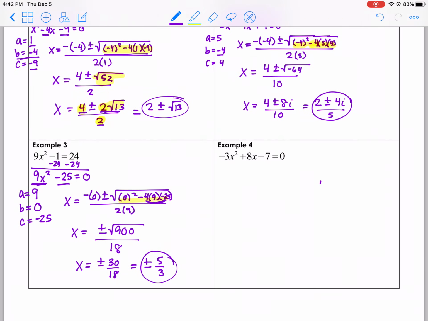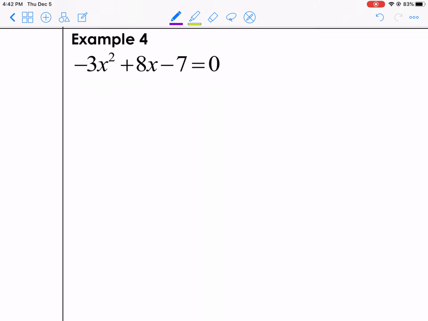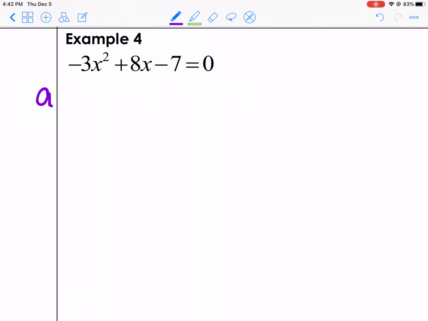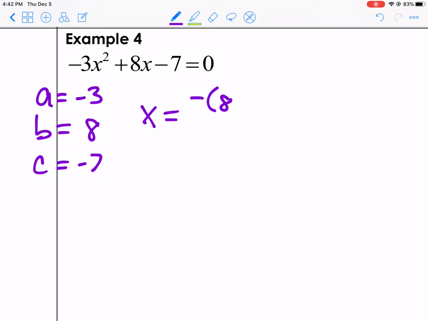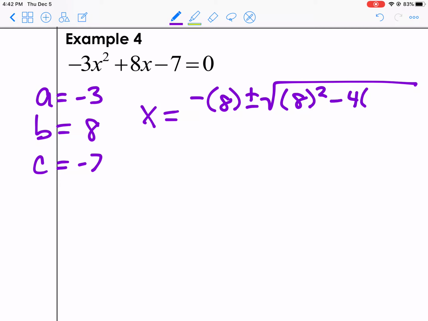Okay, we have one more example to try together. This one's already in standard form. That's nice. So we can identify A as -3, B is 8, C is -7. So we have x equals negative b plus or minus the square root of b squared minus 4ac all over 2a.